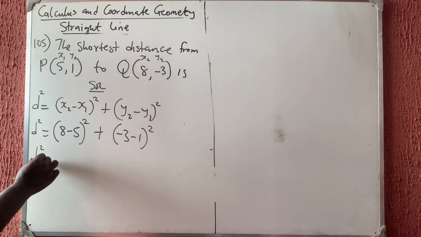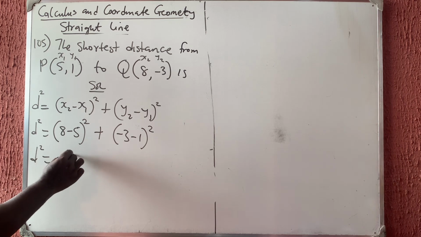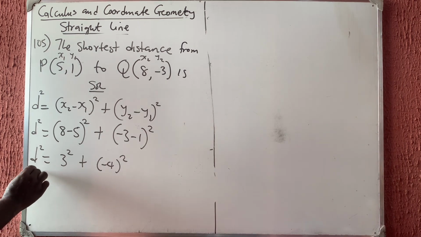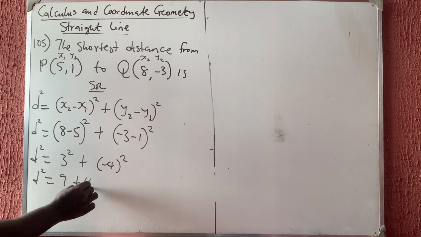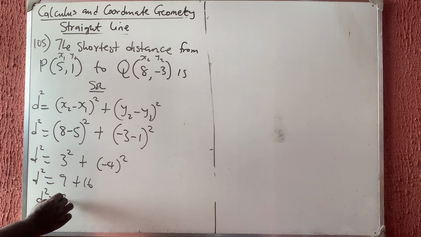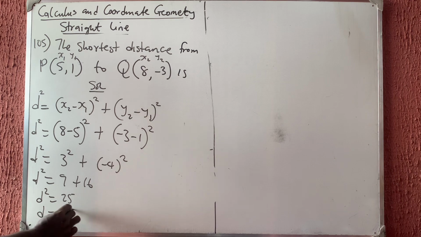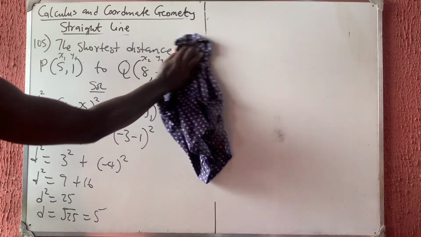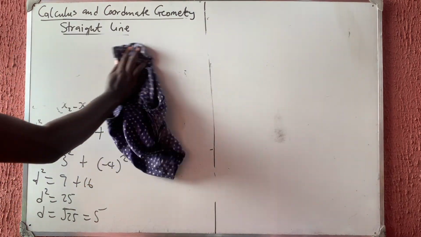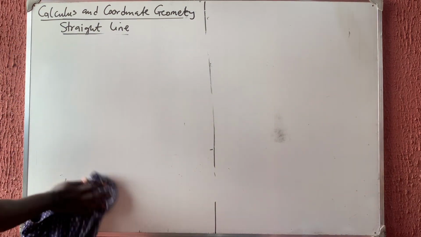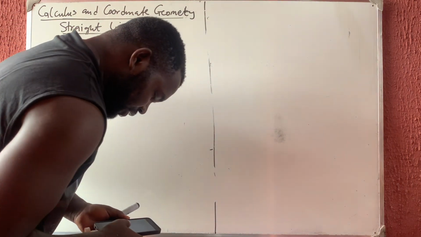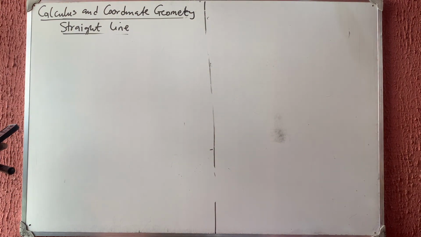So my d squared is equal to this minus this will give me 3 squared plus this and this will give you minus 4 squared. So my d squared is equal to 9 plus 16. So my d squared is equal to what? 25. So d will now be the square root of 25, which is what? 5. So the distance there is 5. So we move to the next one. Okay, so the next one, which is the last one, 106.